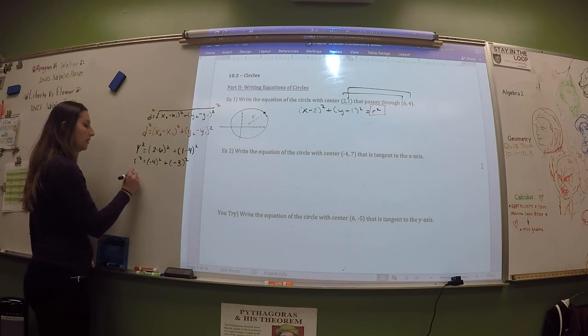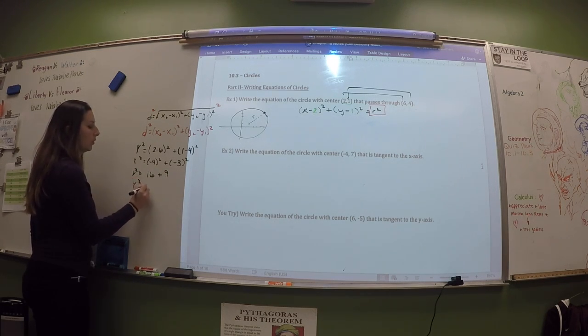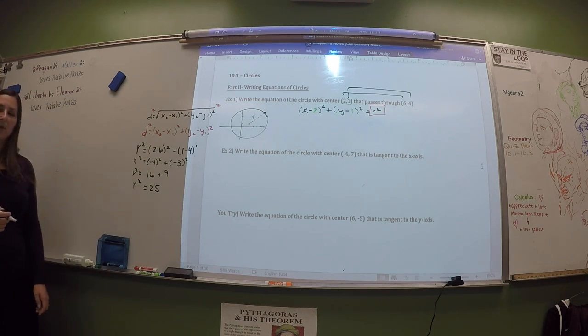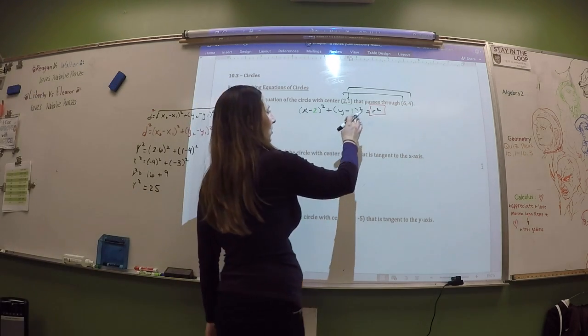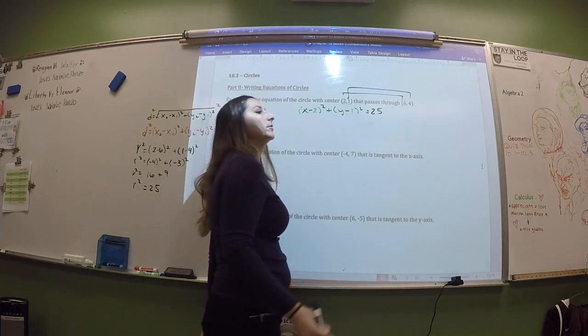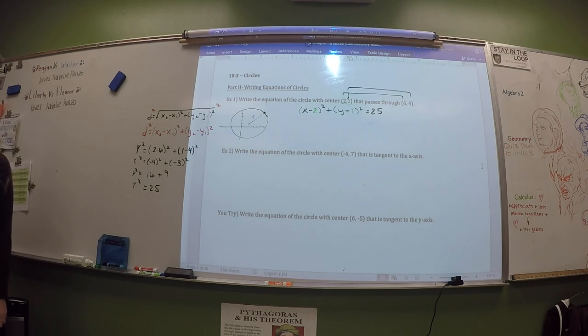16 plus 9 is 25, so r is 5. But we don't want r, we want r squared, because that's what we're going to plug in. But yes, the r is 5. So if you had to also graph this, that would be good to know. But we don't have to graph it. We're just plugging in r squared.